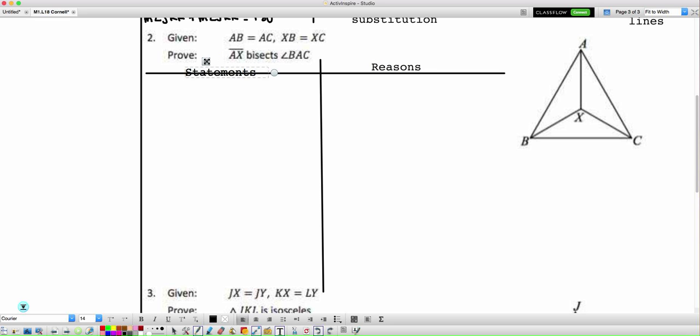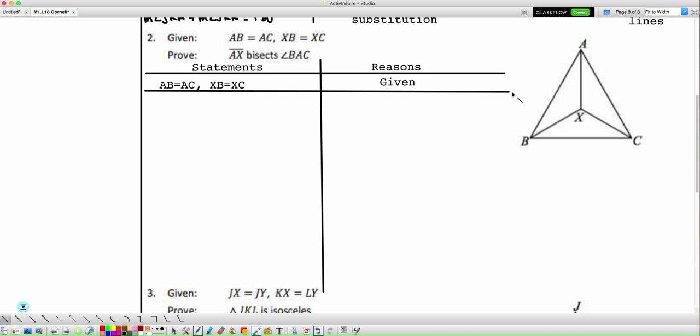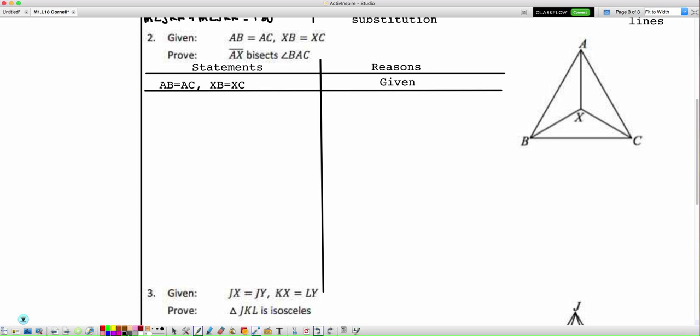Again, I always want to start with what is given to me first. So I'm given that AB equals AC and that XB equals XC. And then we will draw our line. Since I'm given that information, I'm going to go ahead and label it in my two triangles. So AB, this side is congruent to AC. XB and XC, so XB, XC.